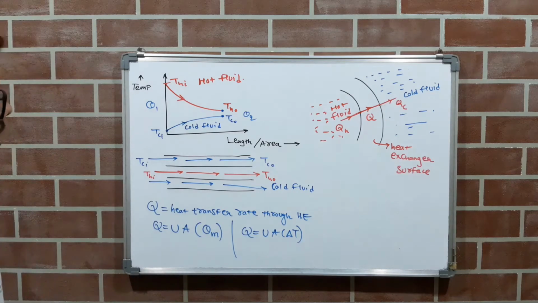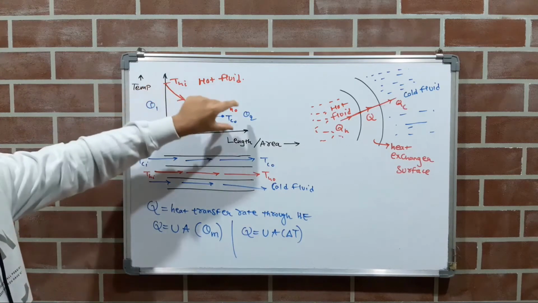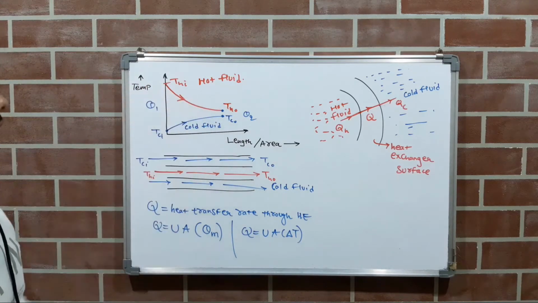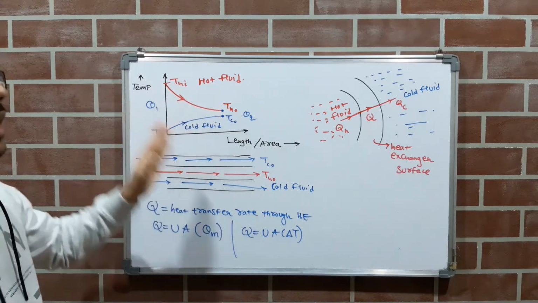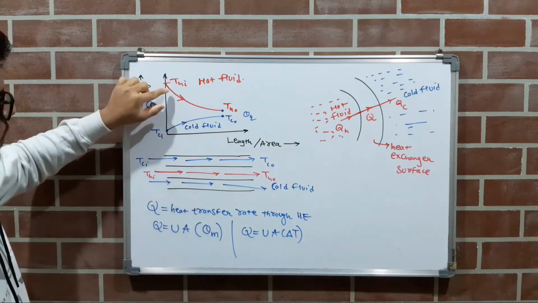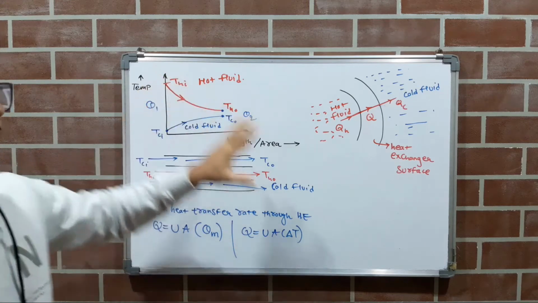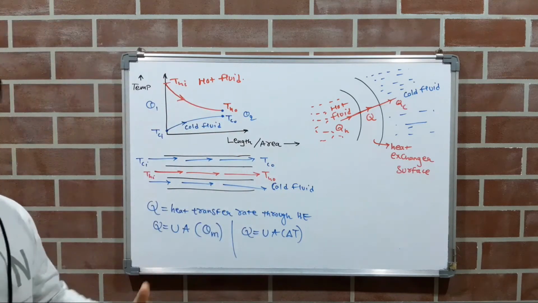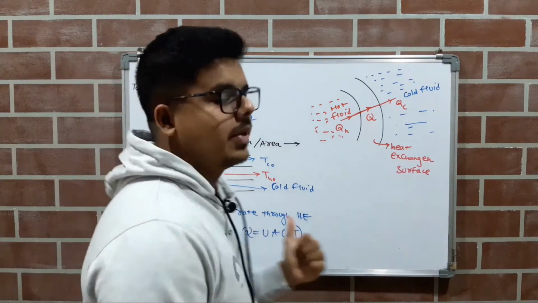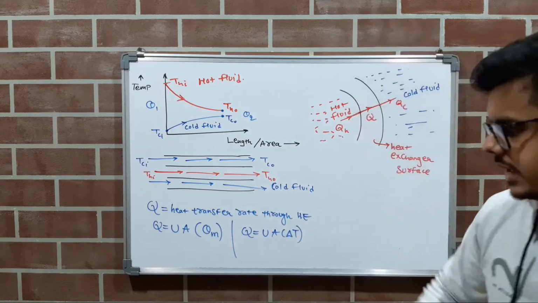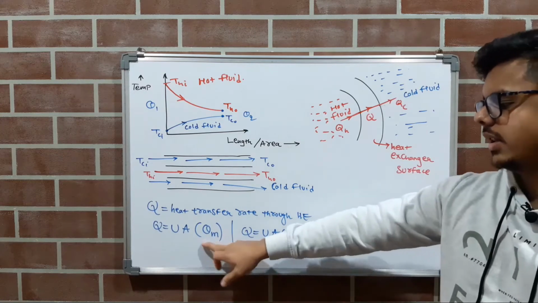So there is a problem: which temperature difference should we consider here? The inlet, the outlet, or something in between? Because in between inlet and outlet, at different points on this graph, we have infinite temperature differences. So which one should we consider? To eliminate that problem, the engineers or scientists derived an expression for theta m, or came up with the theta m concept.